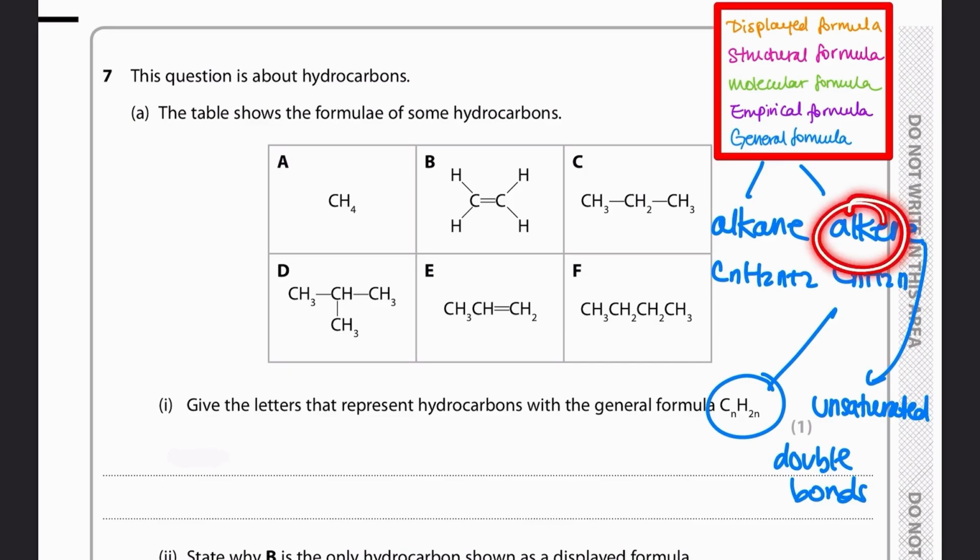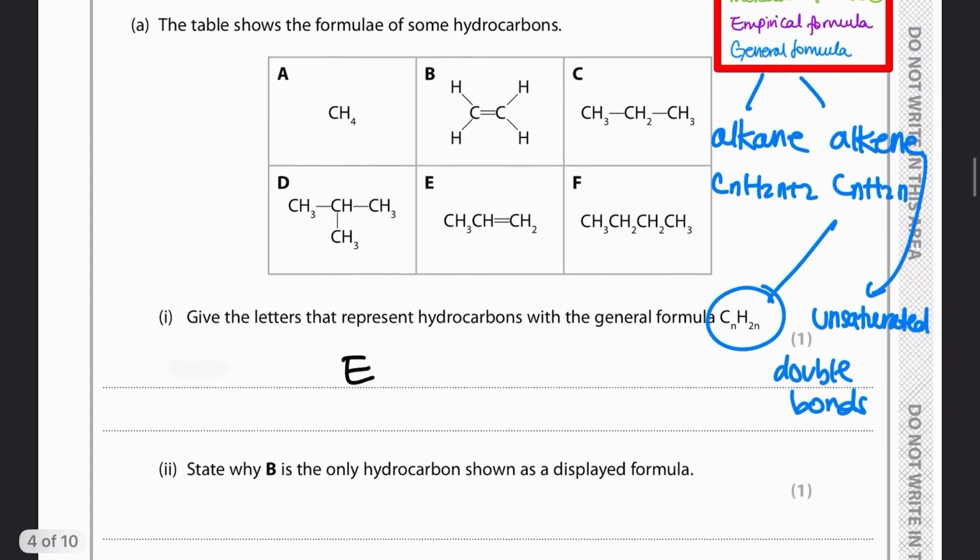Alkene, CnH2n, unsaturated and double bonds. So who is it? Who has a double bond? Very obvious, right? It will be E. Okay. Then it says, state why B is the only hydrocarbon shown as a displayed formula.